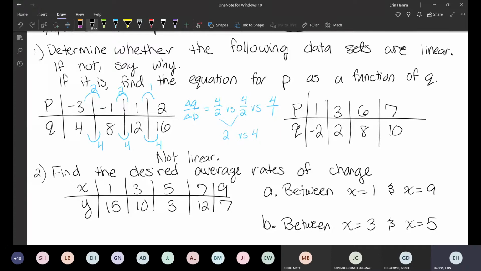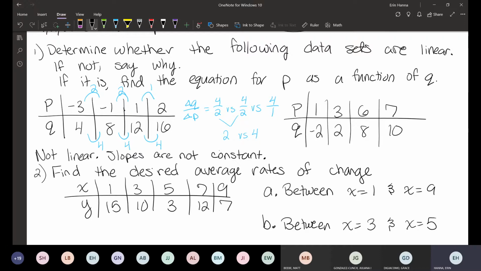I should have written that over much farther to the left. And we can say slopes are not constant. Okay, so that's all you'd have to say for that.